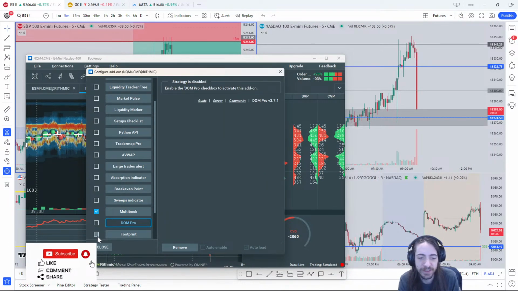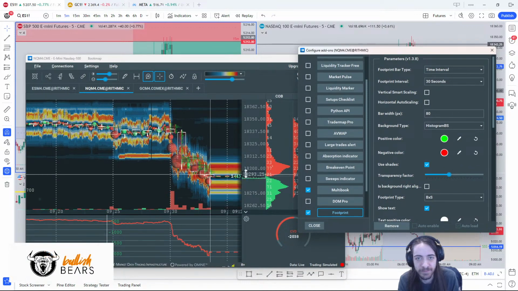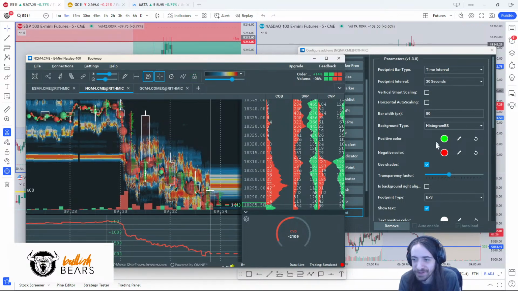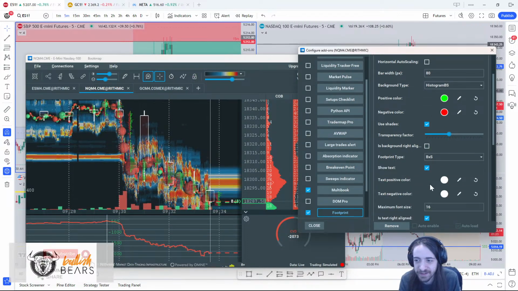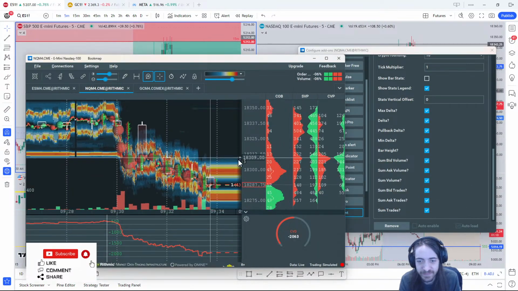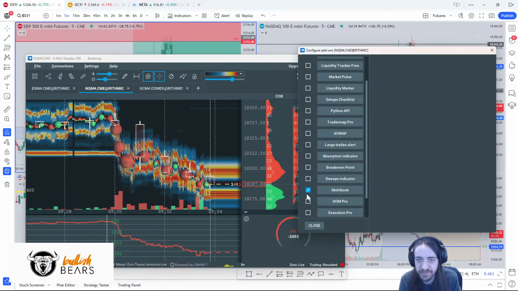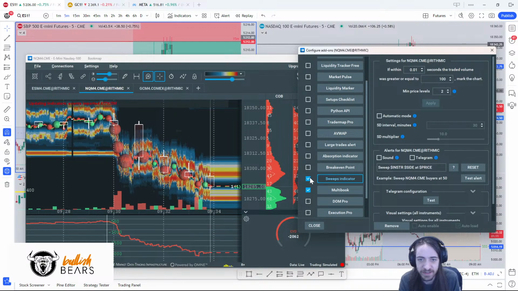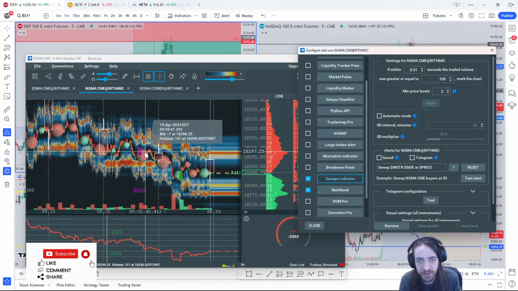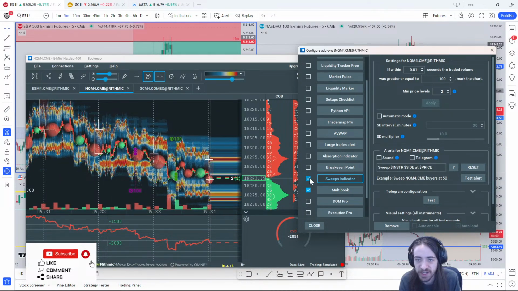What else is there? The footprint. I wanted to see how footprint worked on Bookmap. It's not as clean, I suppose. I'm sure there's a setting for it, but I don't see it right this minute. Sweeps indicator. All these purple dots, I suppose, are sweeps. 100 lots, 100 lots. You could change it.